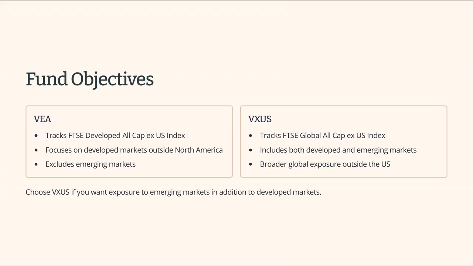Next, let's compare the expense ratios. VEA has an expense ratio of 0.05%, which is extremely low and competitive. VXUS, on the other hand, has a slightly higher expense ratio of 0.08%. While the difference may seem small, it can add up over time, especially for larger investments. Therefore, VEA is more cost-effective in terms of expense ratio.